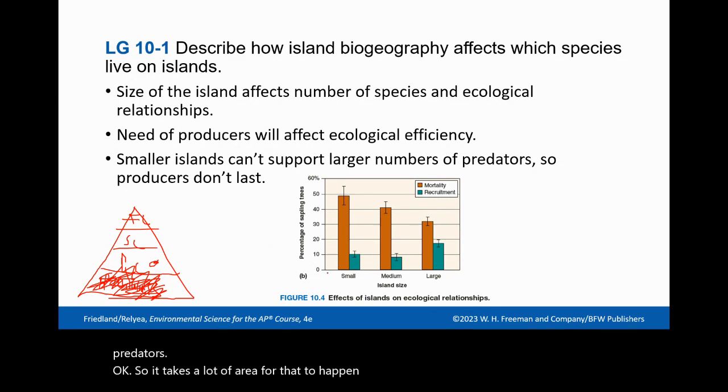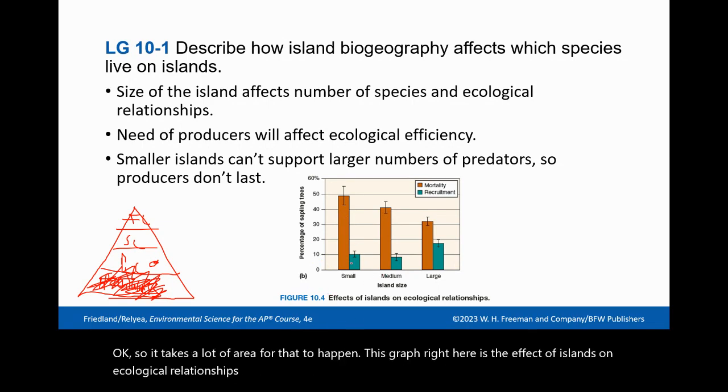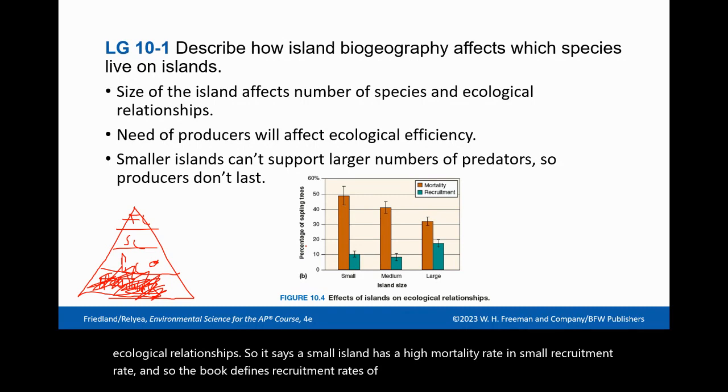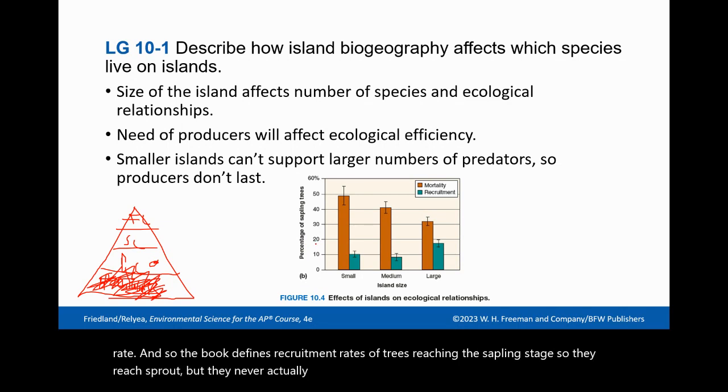This graph right here shows the effects of islands on ecological relationships. It says a small island has a high mortality rate and a small recruitment rate. The book defines recruitment rate as trees reaching the sapling stage. So they reach sprout, but they never actually grow into a baby tree.